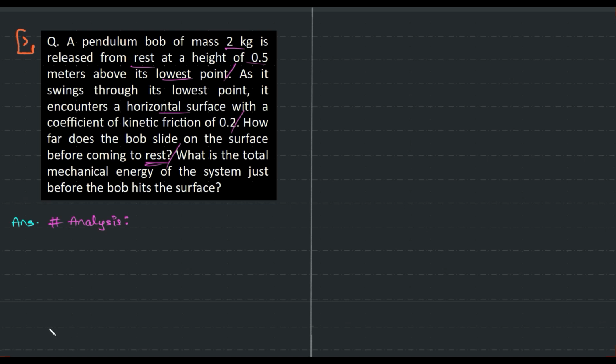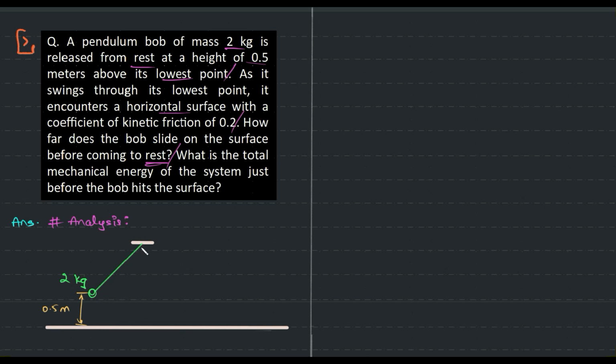So we have a surface. Okay, let me draw the surface over here. And we have a bob that is hanging somewhere over here. And the mass is given. It's 2 kg. And the vertical height is also given. Height is given, that is 0.5 meters.